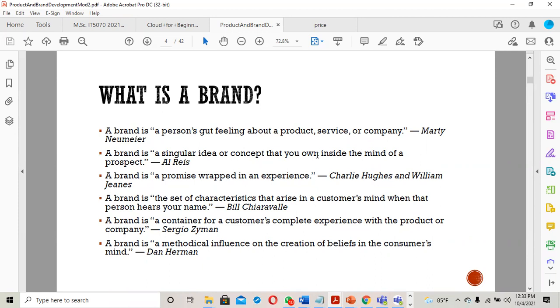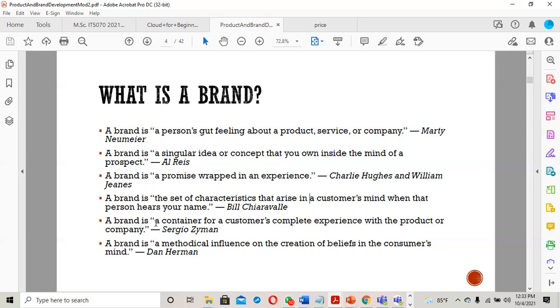Brand is a singular idea or concept that you own inside the mind of a prospect. So it's all mental. A promise wrapped in an experience. Some are a little bit different from the others. These are opinions of different people about the concept of brand. The set of characteristics that arise in a customer's mind when that person hears your name. Yeah, that's more like it.